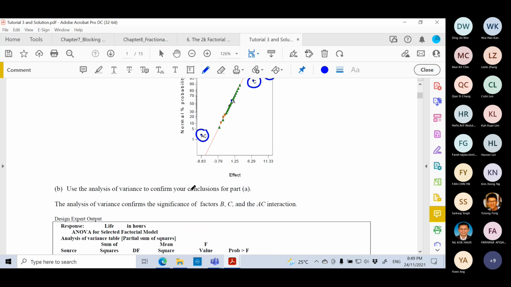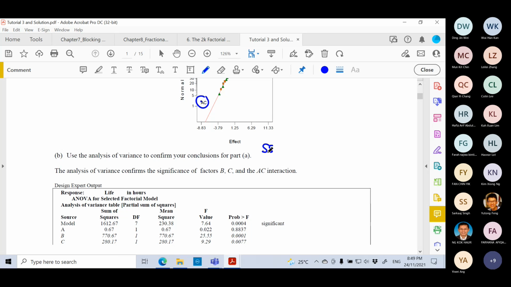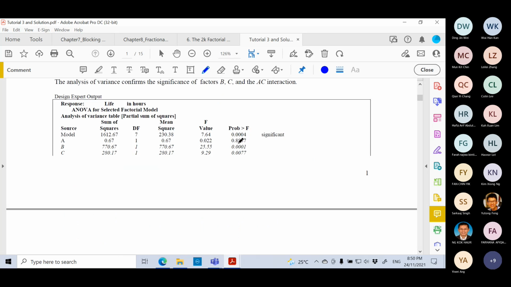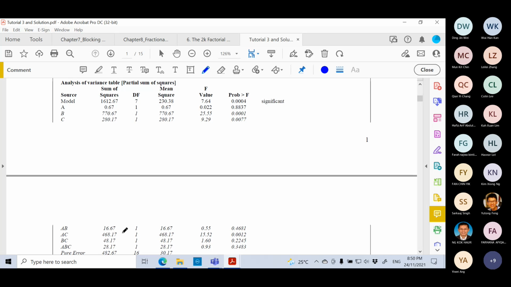So if you want to use the analysis of variance, of course, we need to get the sum of square for A, sum of square for B, and so on, until the sum of square for ABC. Then finally, we can calculate the sum of square for error, and then you get your F.